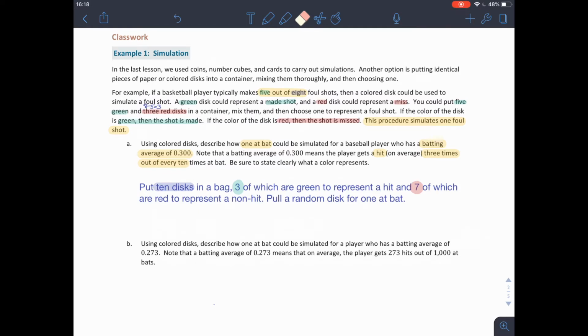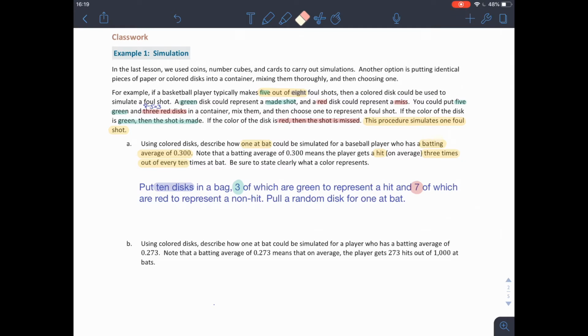So now you can try this again, but this time instead of doing it for a batting average of 3/10, try it for a batting average of 273 thousandths, which means that the player is going to get 273 hits out of 1,000 at bats.